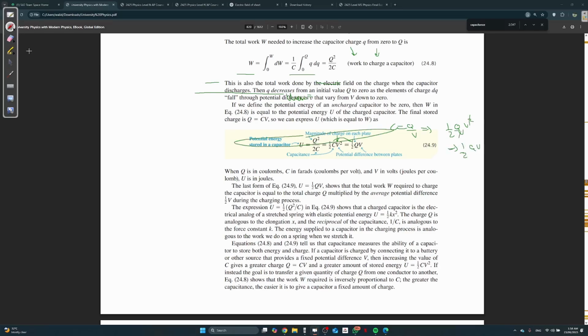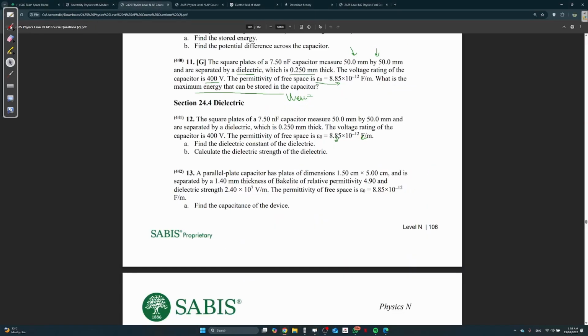Okay, anyways, three formulas, not that hard to memorize. Half CV squared and half QV. Over here, what do we have given? We have the capacitance, we have the voltage, what else? We have the measurements, and they want this. They want the dielectric constant.